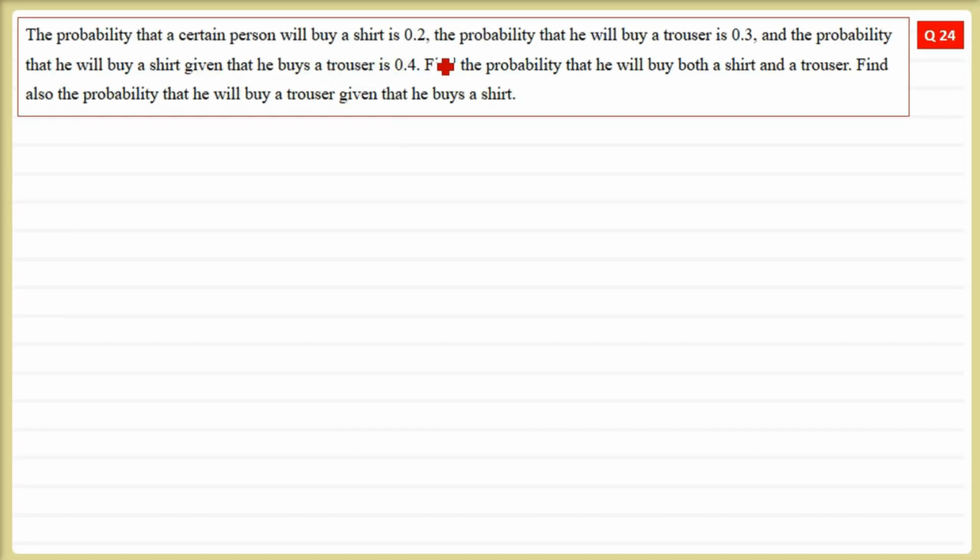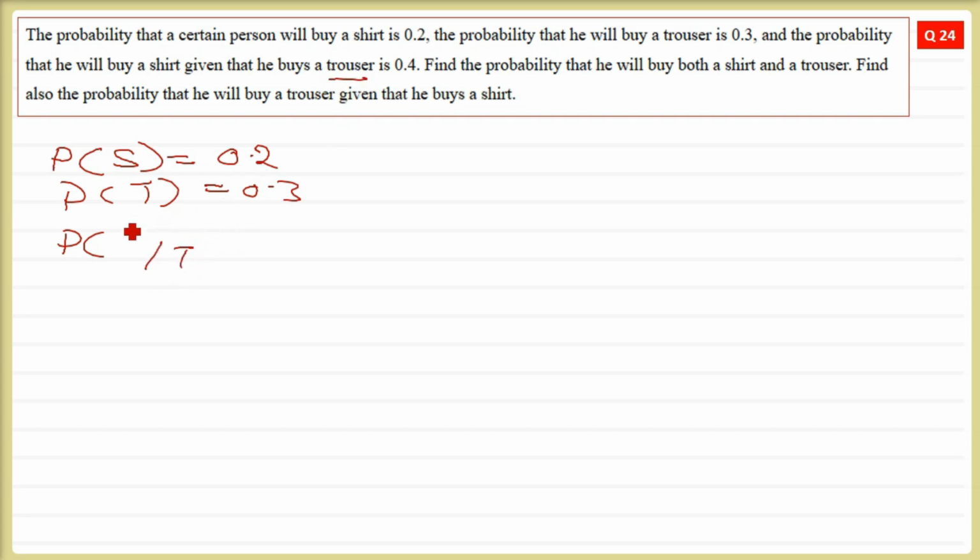The probability that a certain person will buy a shirt is 0.2. Let's make it like this. S for shirt and T for trouser. So the probability that a certain person is going to buy a shirt is 0.2. Now the probability that he will buy a trouser is 0.3. So P of T, I am representing the probability of trouser. The probability that he will buy a shirt given that he buys a trouser. See, it's a conditional probability. So what is known goes below. So this trouser is being bought, but what is the probability of buying a shirt after buying a trouser is 0.4, given in the question.